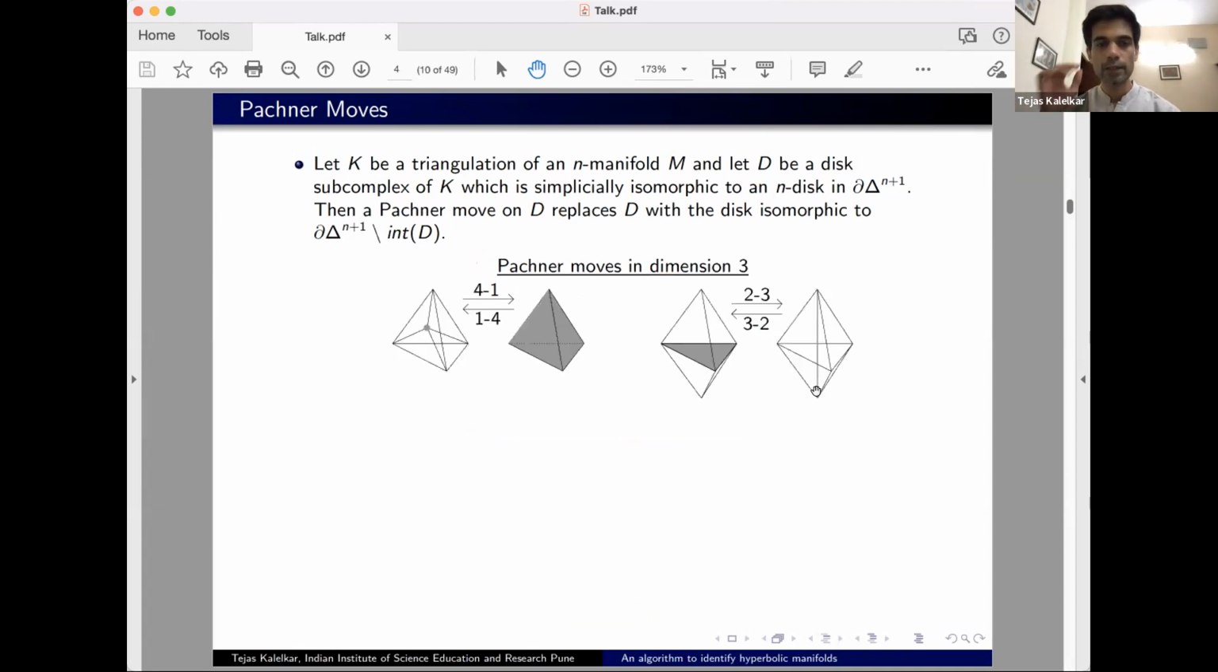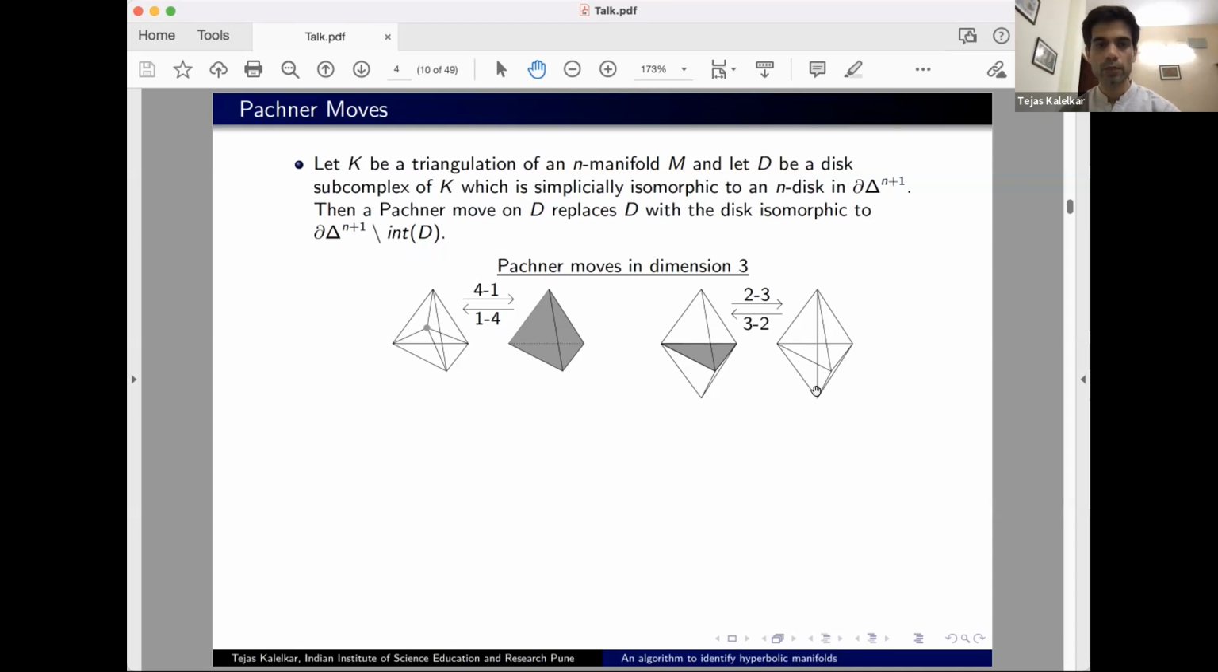In dimension 3, you could start out with a tetrahedron and split it into 4 tetrahedra, or you go in the reverse direction, or you take two tetrahedra which share a triangle and you retriangulate it into 3 tetrahedra which share an edge. So these are the possible Pachner moves in dimension 3. And similarly, in every dimension, you have this finite collection of Pachner moves, which are local changes to the triangulation.